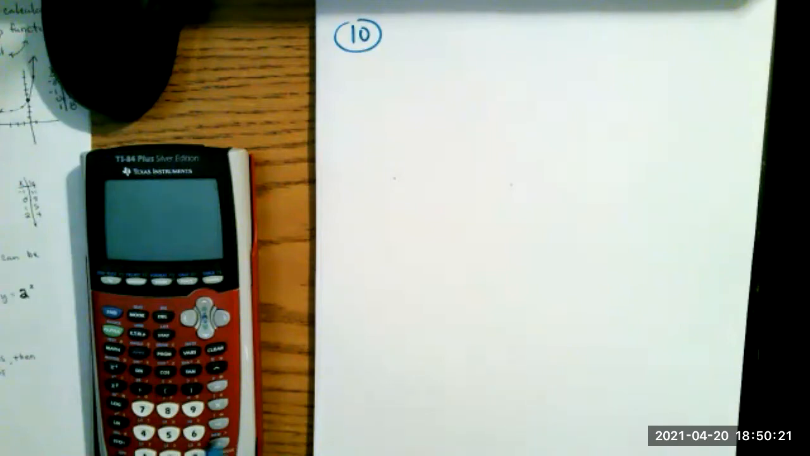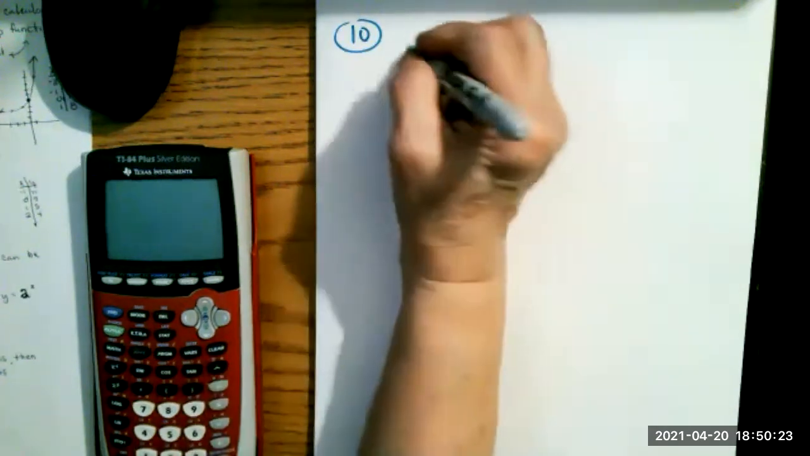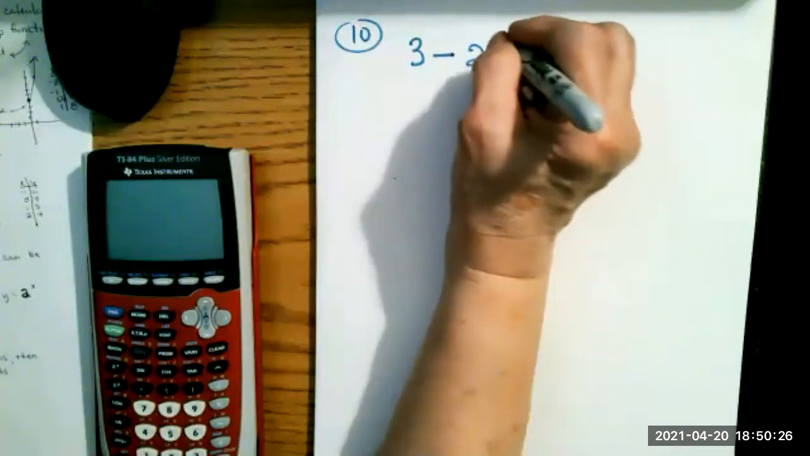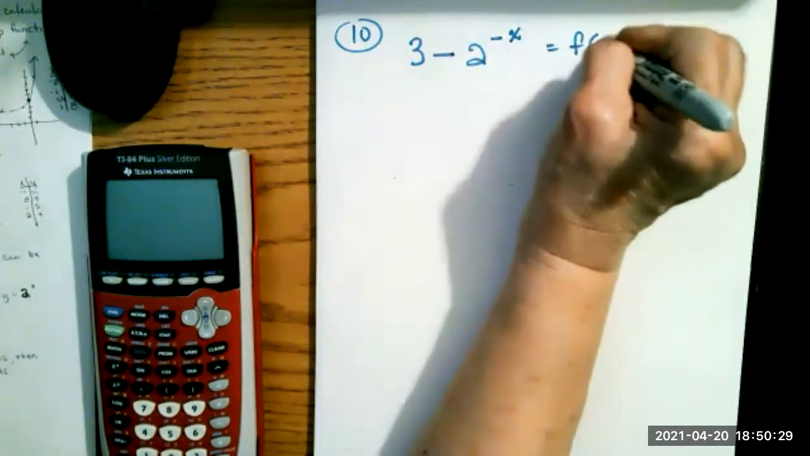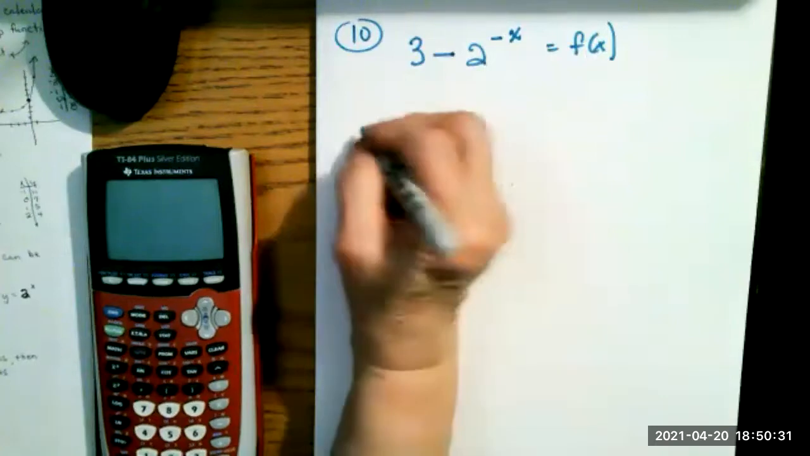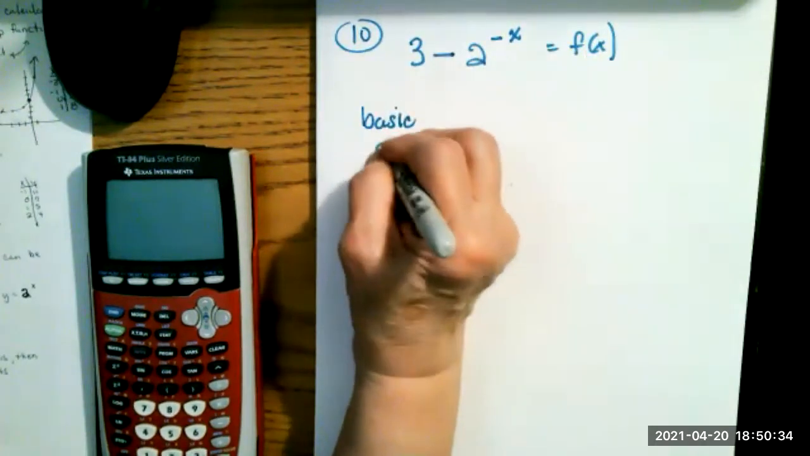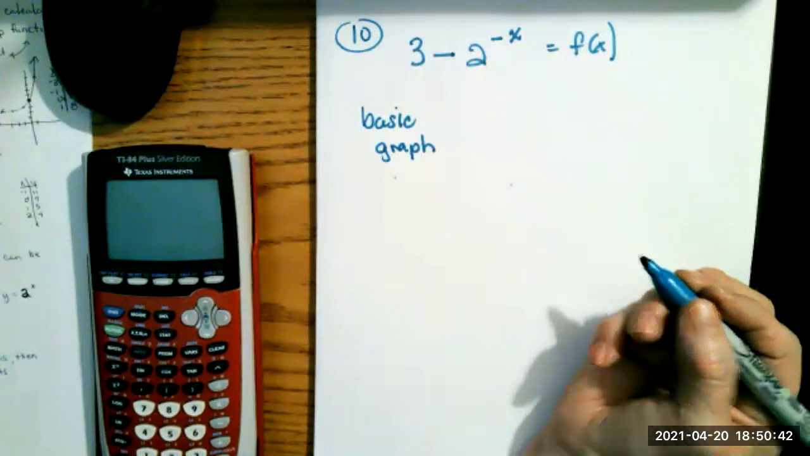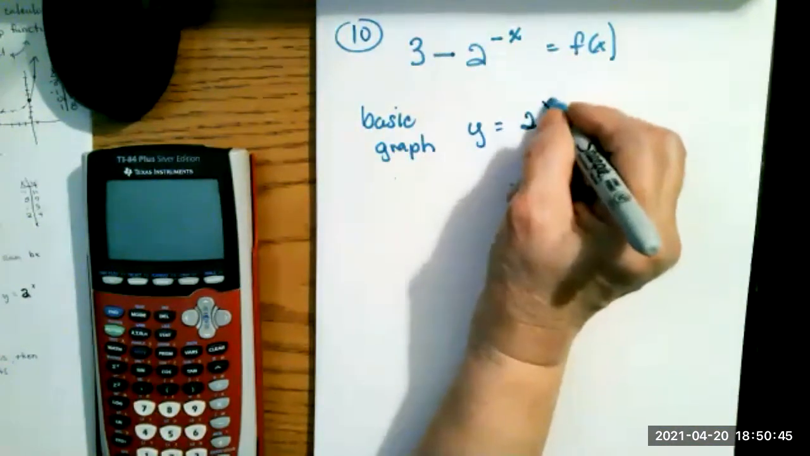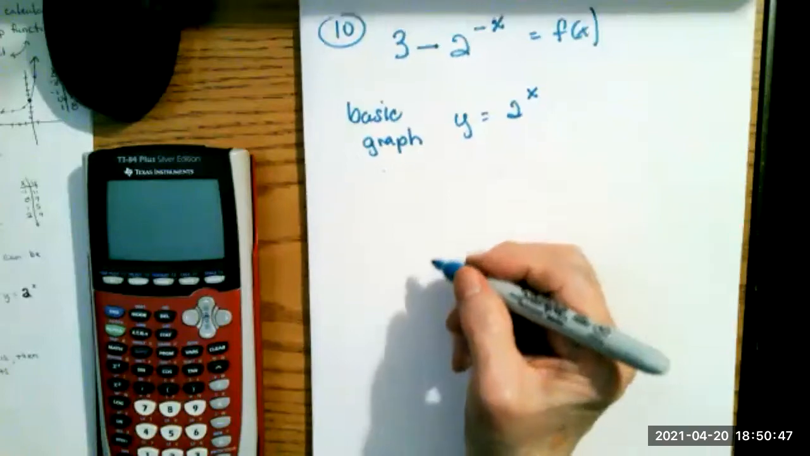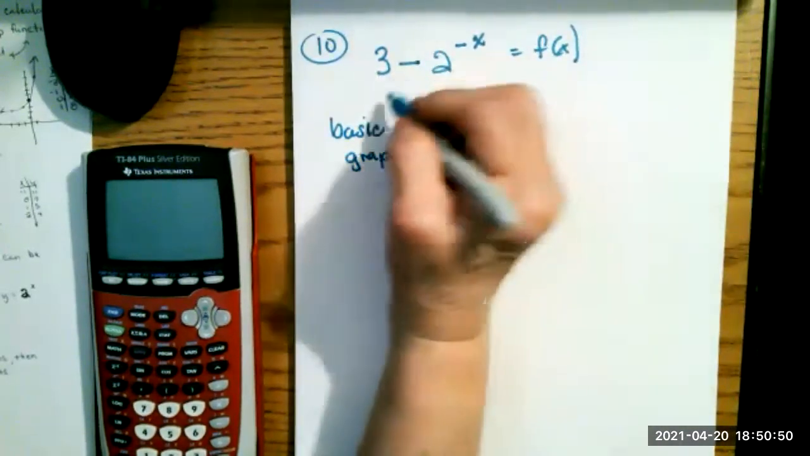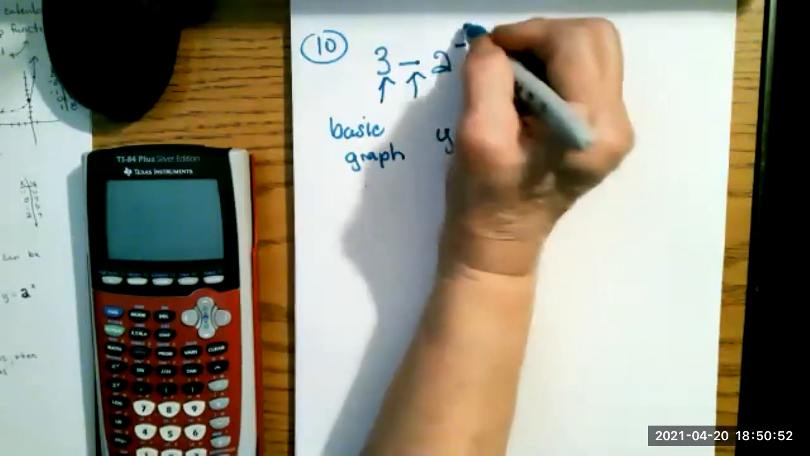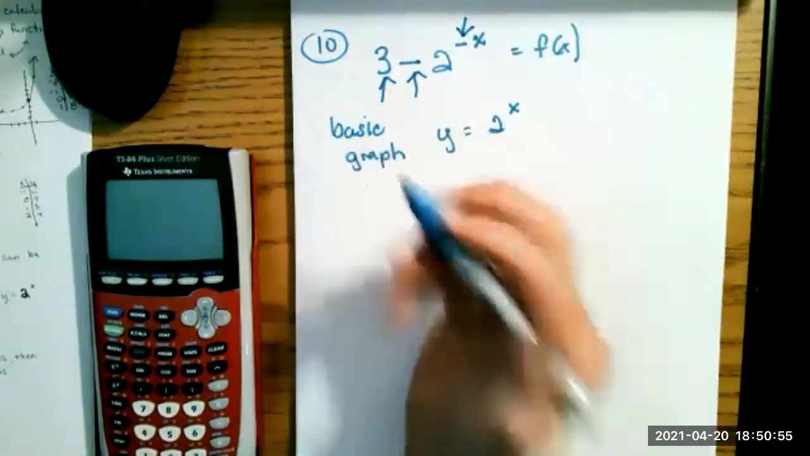Let's look at number 10. Number 10 is the same kind of thing. It's 3 minus 2 to the negative x. So what is our basic graph? Is it 2 to the x? You're good at that, aren't you? Y equals 2 to the x. So then we've got to figure out this and this and this. What does the 3 do?